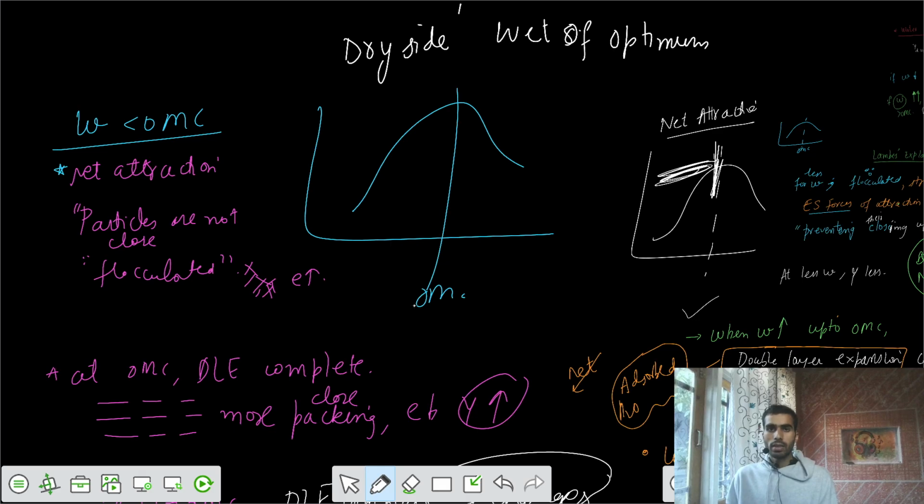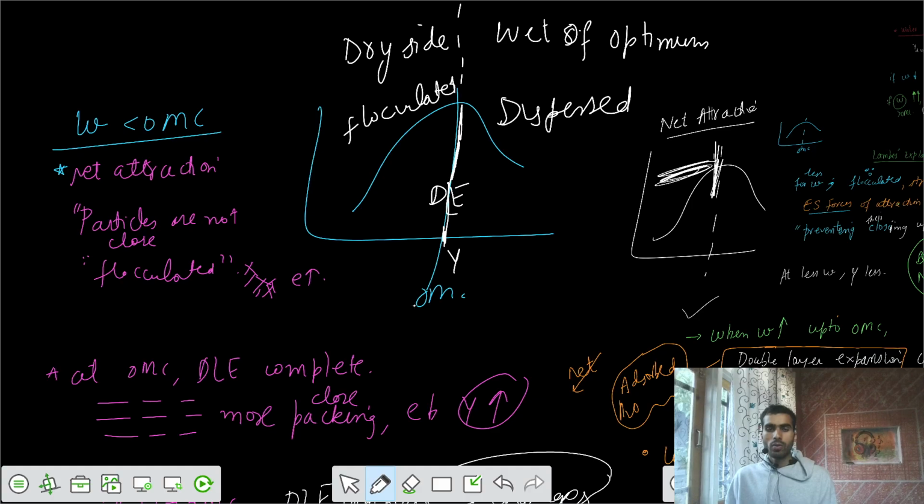So here we can write the structure is flocculated, and from the wet side your structure is dispersed structure. And double layer expansion is complete at optimum moisture content. So that's why at that value of water content, your gamma is maximum.